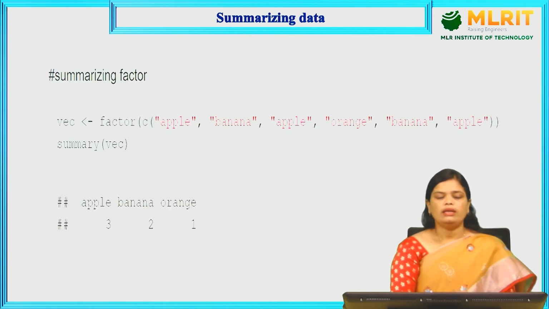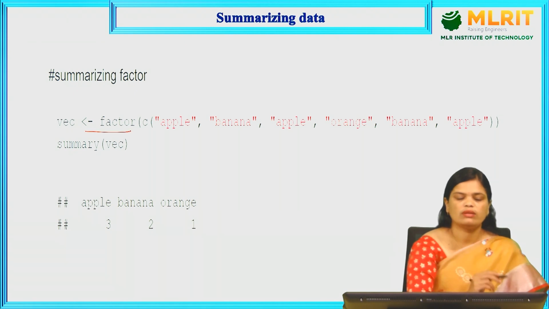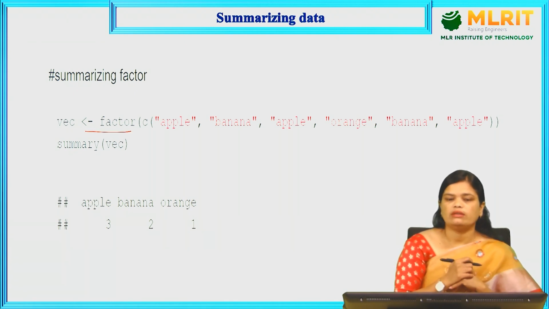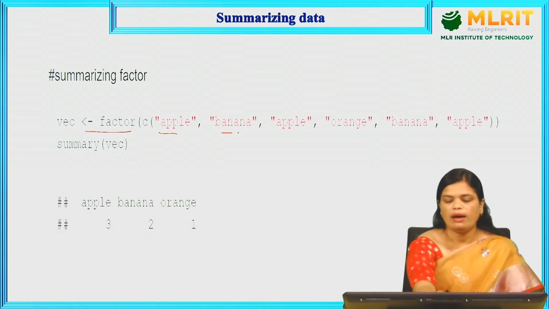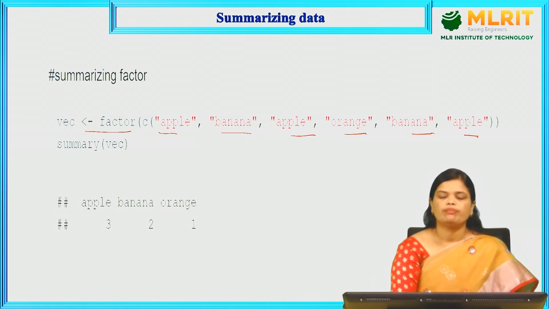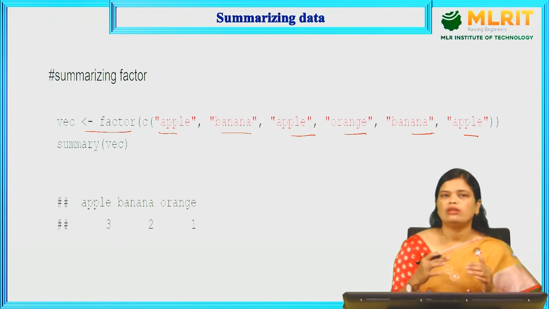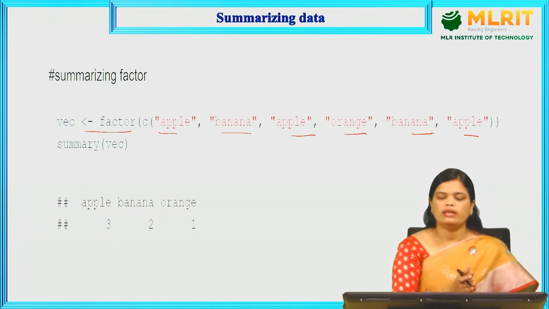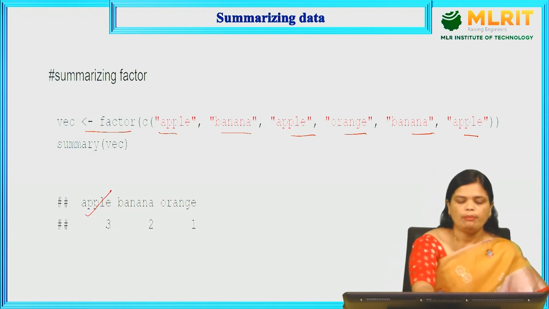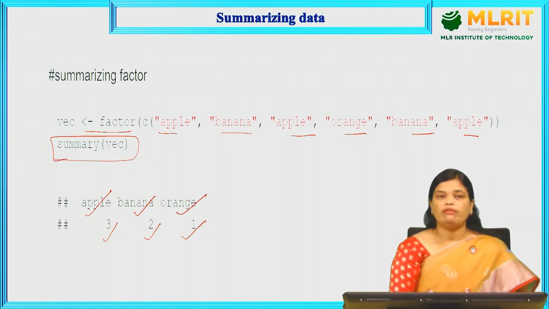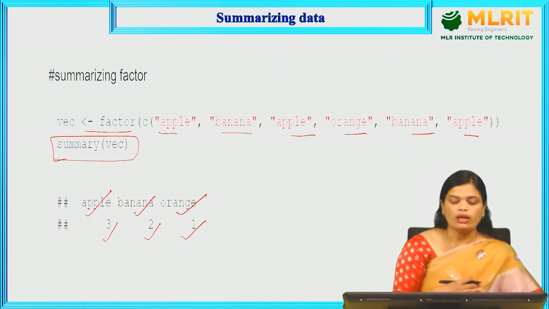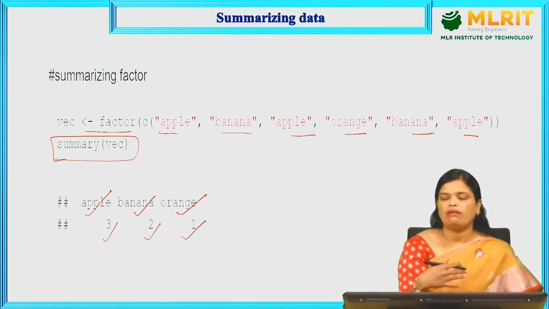Whenever we apply the summary function to a factor, it displays the levels of the data. Here I have apple, banana, apple, orange, banana, and apple. The levels are created such that the most repeated value is level 1, the next most repeated value is level 2, and so on. Look at the output. Apple is repeated 3 times, banana 2 times, and orange 1 time. So when we apply the summary function to a factor, it gives a different output. It displays the number of levels.